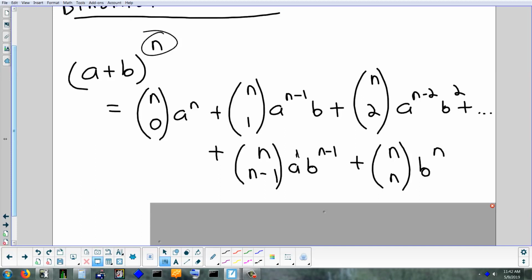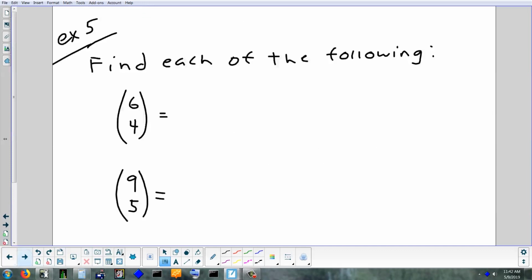Okay, so it's kind of a lot to think about with letters, but it's the same thing you've been doing. Exponents on the a go down by 1. Exponents on the b go up by 1. Find your coefficients using the formula. Okay, let's try to figure out this one.